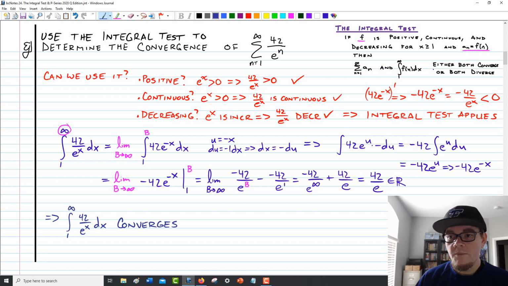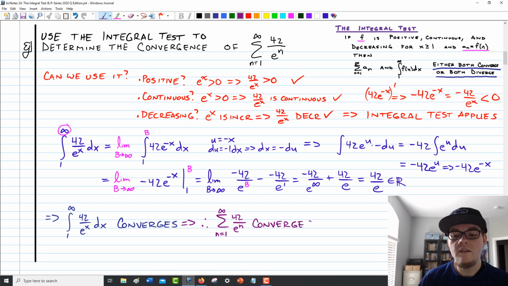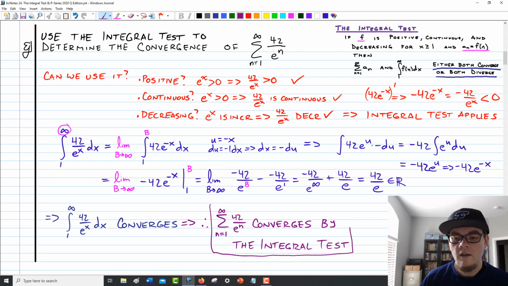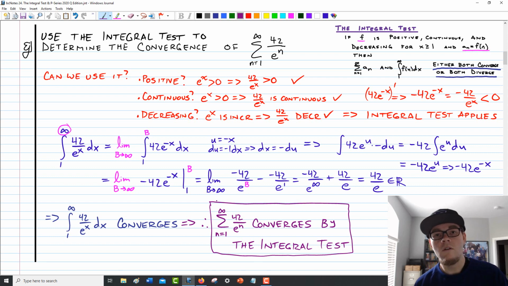Why is that important? Well, it's because the integral test says that either both of these things, the integral and the series, either both converge or both diverge, which means that we can wrap this up. That implies that our series from 1 to infinity of 42 over e to the n must also converge, because it's got to do the same thing according to the integral test. We don't know what it converges to, or at least the integral test doesn't tell us. Of course, since this one's geometric, we could figure that out if we desired. But for the moment, all that really matters is that we've shown that it converges using the integral test.